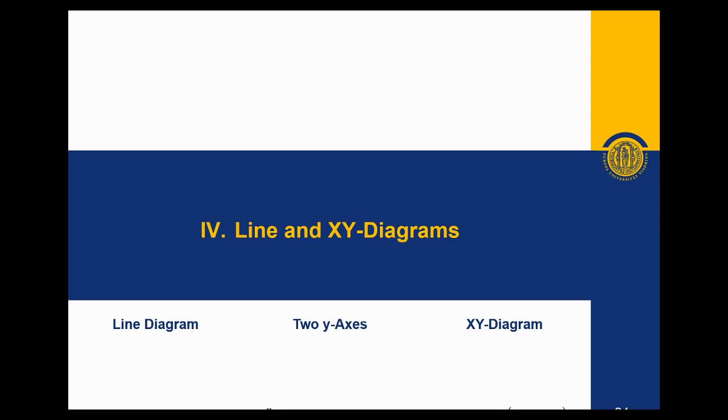Video 4 for Excel and macroeconomics. In this video, we are going to cover line and XY diagrams. So first, I'm going to show you how to do a line chart. Secondly, we're going to insert a second y-axis, so a second vertical axis, in case you want to plot data of very different scales. And lastly, I'm going to show you an XY diagram, and we're also going to perform a regression on the data there.